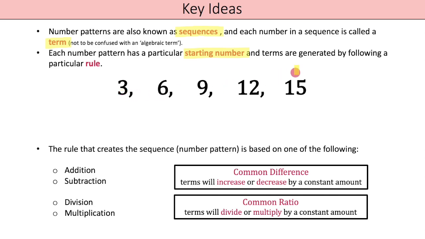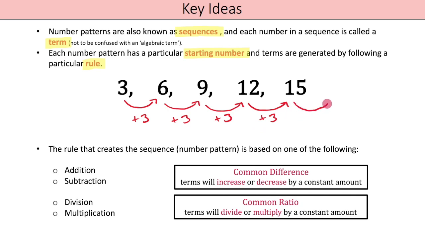And now, most importantly, we need to know how terms are generated by following a particular rule. Hopefully by looking at this, you can immediately identify what the pattern is. So my pattern is, well, 3 to 6. How do I get from 3 to 6? I plus 3. How do I get from 6 to 9? I plus 3. How do I get from 9 to 12? I plus 3. How do I get from 12 to 15? I plus 3. So the way that I'm generating new terms is by plussing 3. If I was asked to generate one more term, I'm going to go 15 plus 3 is 18. And that's how I would do it.